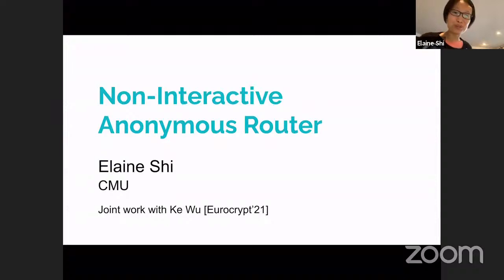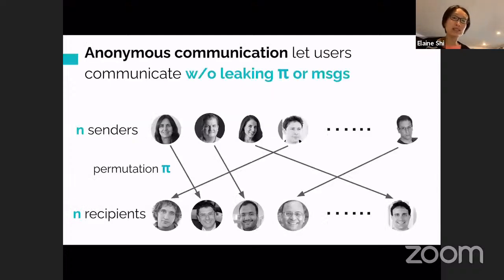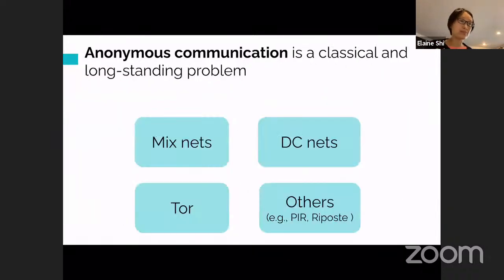Thank you all so much for being so accommodating. I'm going to give the bonus talk on non-interactive anonymous routing. This is joint work with my student Ke Wu. So anonymous routing is a classical problem. It has been studied for decades, right? So we have N senders and N receivers in this picture. Every sender wants to talk to a distinct receiver. So there is some routing permutation, pi, among them. And we want to let the users communicate without leaking the routing permutation, nor the contents of the messages.